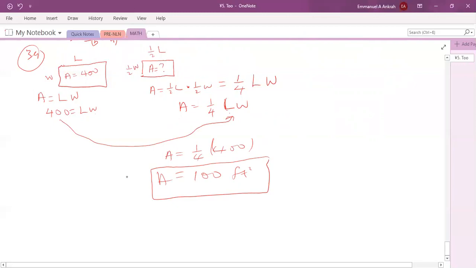Any questions on this one? Everybody okay with this particular one? The algebra parts? Yes, thank you. Good. Okay.